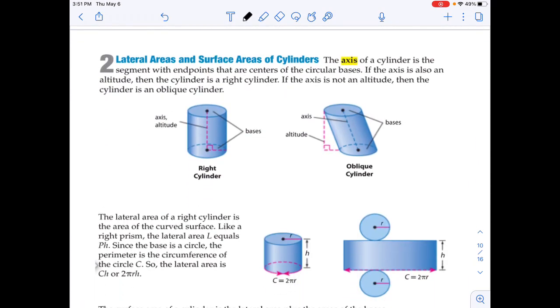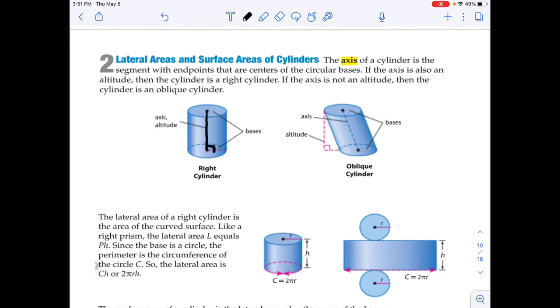All right, now we're going to move into lateral areas and surface areas of cylinders. The axis of a cylinder is the segment with endpoints that are centers of the circular bases. So think of a toilet paper roll, where you hang it: that is considered the axis. It goes right through the middle. If the axis is also an altitude, then the cylinder is a right cylinder. Notice how the altitude comes down at 90 degrees, and the axis goes right through the middle.